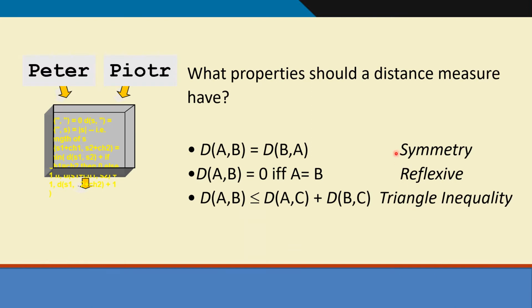The properties of a distance measure are symmetry, reflexivity, and triangular inequality. If the distance between A and B is equal to the distance between B and A, then we say that there is symmetry. If the distance between A and B is 0, then we say that A and B are equal. If the distance between A and B is less than the total distance between A and C and B and C, then we say there is a triangular inequality.